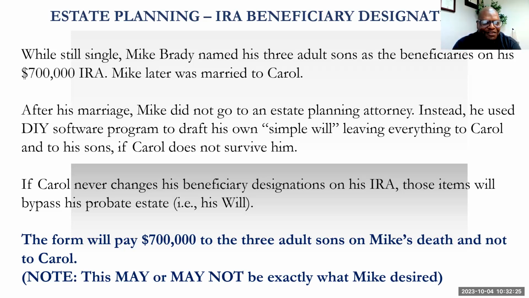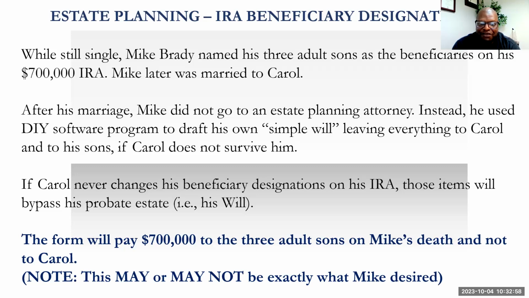And this is a typo here. It was meant to say, if Mike never changes his beneficiary designations on his IRAs, those items pass outside of your probate estate. So even though he did this will, leaving it to Carol, the beneficiary designations weren't coordinated with his real plan. So the form is what actually controls where that money goes. The form will pay $700,000 to the three adult sons on Mike's death and not to Carol. But note, that may or may not be what he wanted.